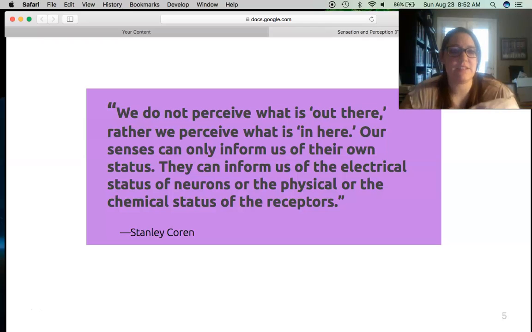Stanley Coren said that we do not perceive what is out there, rather we perceive what is in here. Our senses can only inform us of their own status. They can inform us of the electrical status of neurons or the physical or chemical status of the receptors, which really breaks this down into the most basic way that our sensation and our perception works, because really all we're doing is taking energy from the outside, converting it into a chemical process, converting it again into an electrical process, and then that's how our body is interacting and understanding the world around us, which is pretty cool when you think about it.